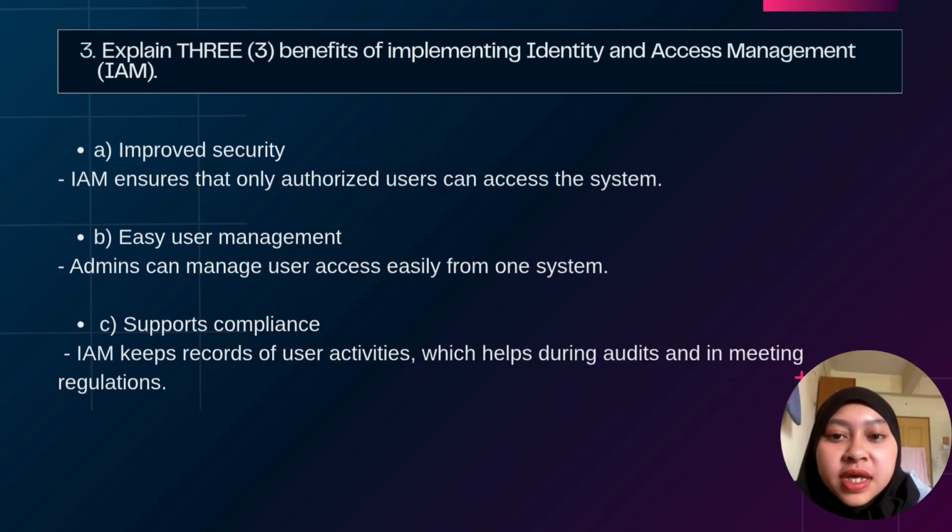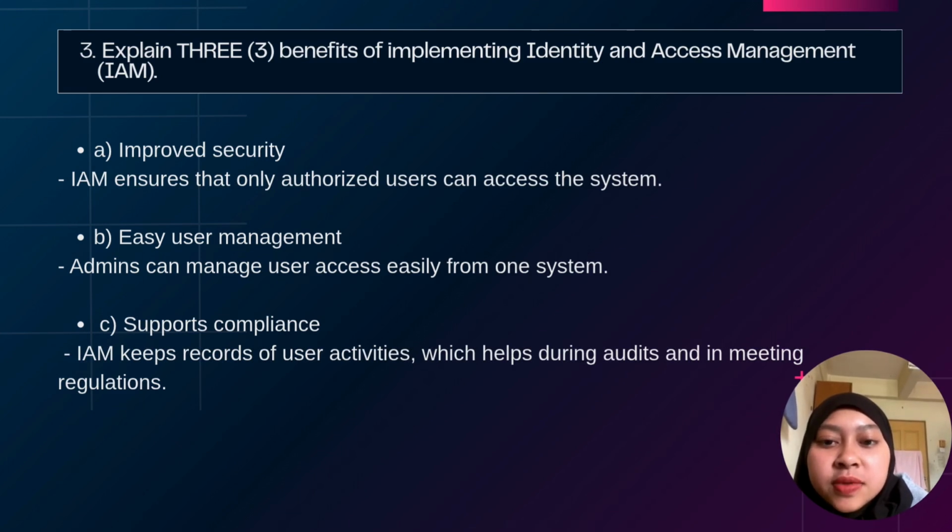For number 3, explain 3 benefits of implementing identity and access management (IAM). A. Improved security. IAM ensures that only authorized users can access the system. B. Easy user management. Admins can manage user access easily from one system. C. Support compliance.